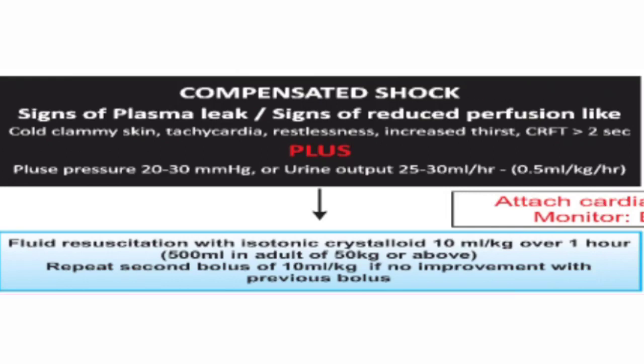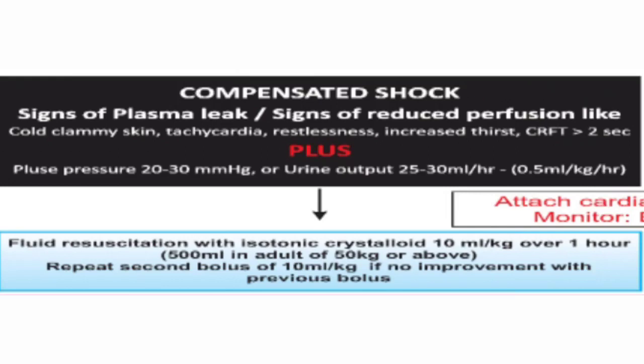So how are you going to manage compensated shock? In compensated shock, you will initially give a bolus of isotonic crystalloid in the form of normal saline at a dose of 10 ml per kg over 1 hour. Then repeat a second bolus of 10 ml per kg if there is no improvement with the previous bolus.